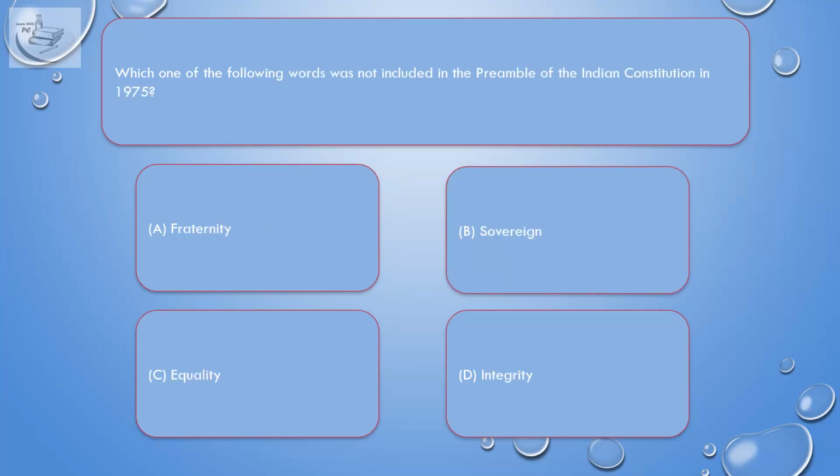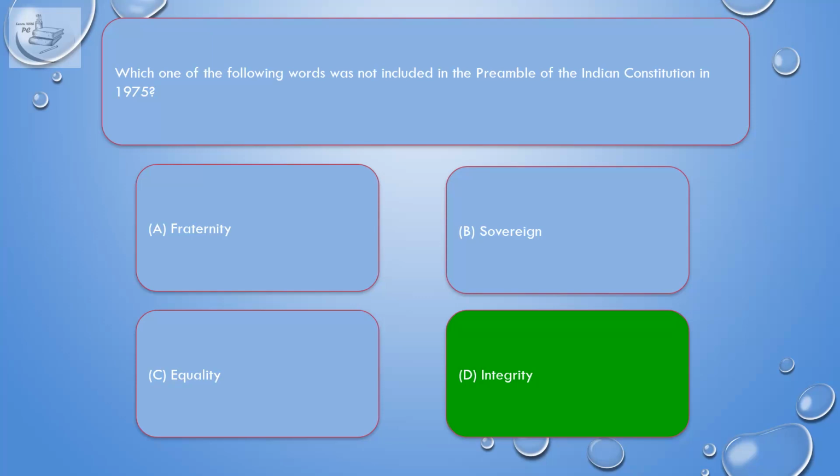Question: which one of the following words was not included in the preamble of the Indian Constitution in 1975? A. Fraternity. B. Sovereign. C. Equality. D. Integrity. Correct answer is D. Integrity.